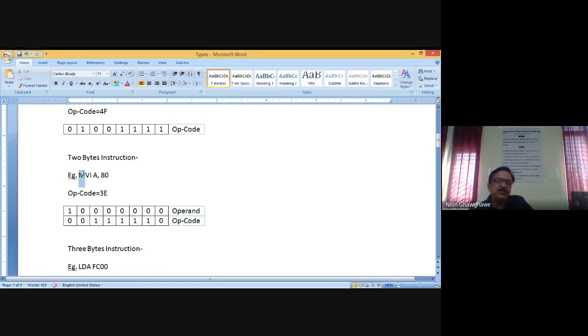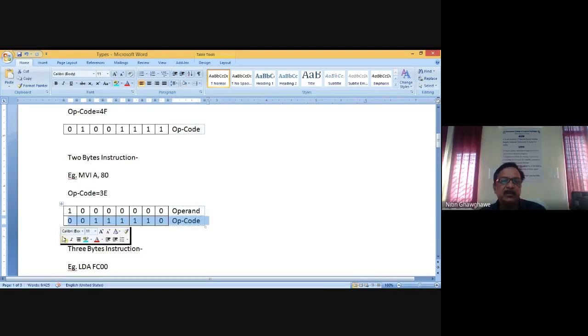because this instruction also consists of an operand, in the form of 8 bits of data. The operand is always there, but here it is in the form of 8 bits of data. So how is this 80 to be stored? 80 will be stored in the second byte. This is the first byte, and this is the second byte.